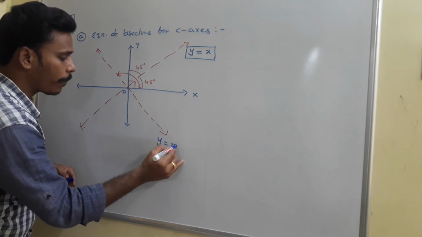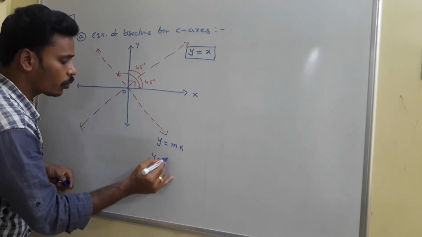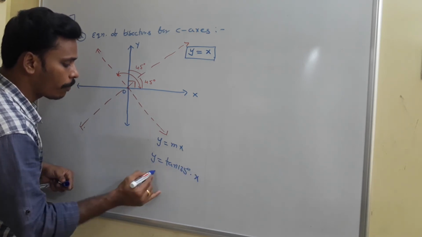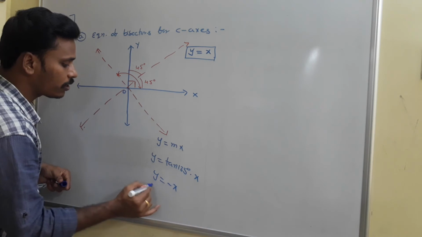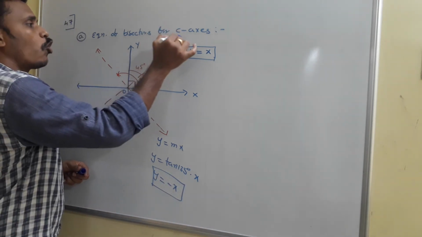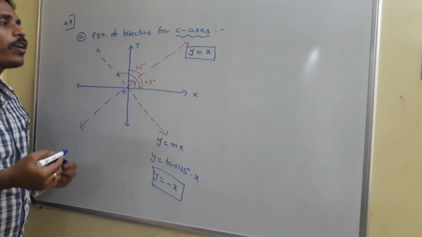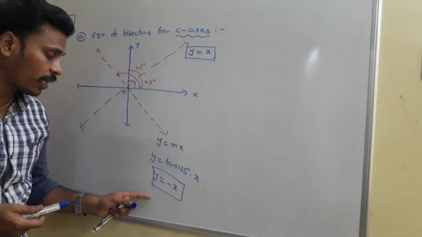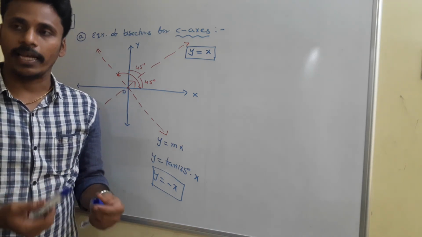y equals mx is the standard form, so y equals tan 135 degrees into x, and that gives y equals minus x as the equation. So at the end, for the coordinate axes, the equations of the bisectors are: one is y equals x and the other is y equals minus x.